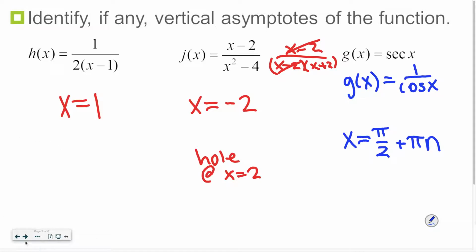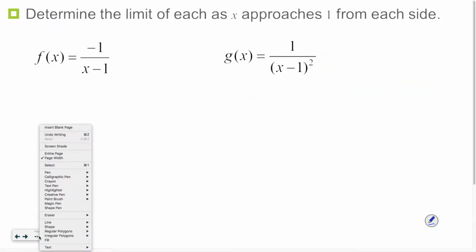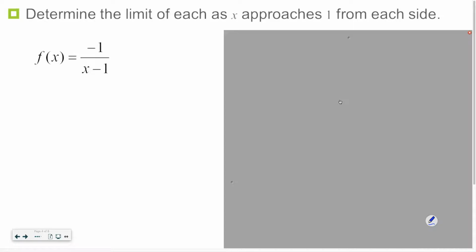Okay, so before my cheerleaders leave, okay, write down f of x equals -1 over x minus 1. Write it down. Write it down. Okay.